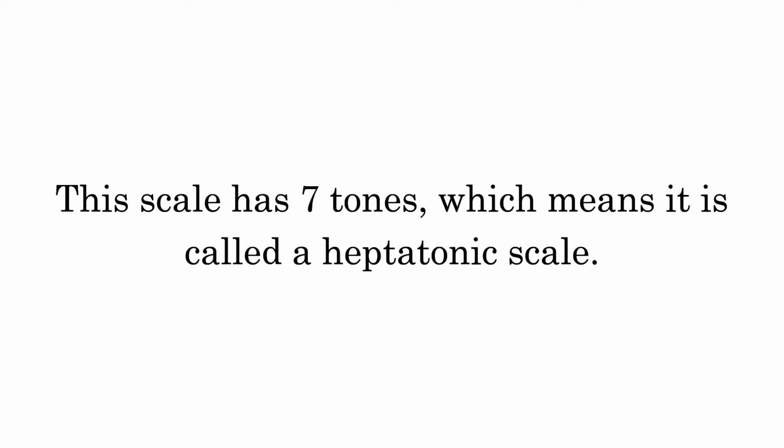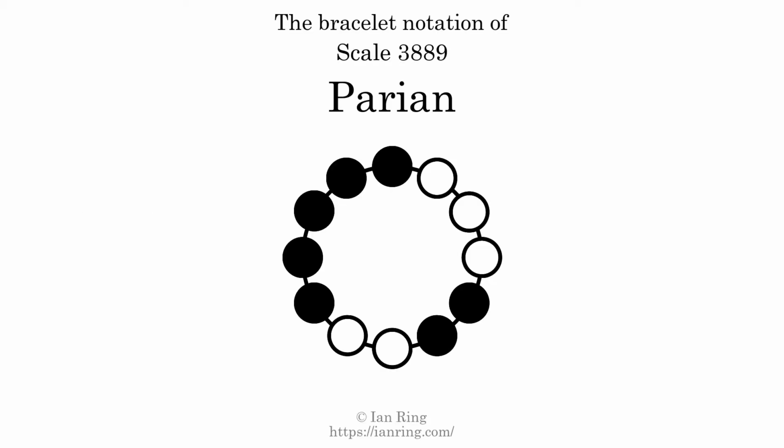This scale has 7 tones, which means it is called a heptatonic scale. This is a bracelet notation diagram of scale 3889. The shaded circles represent tones that appear in the scale, and they are read clockwise, starting at the top.